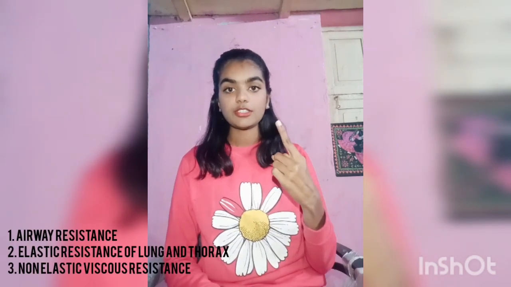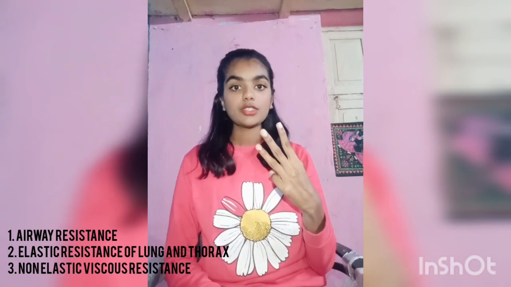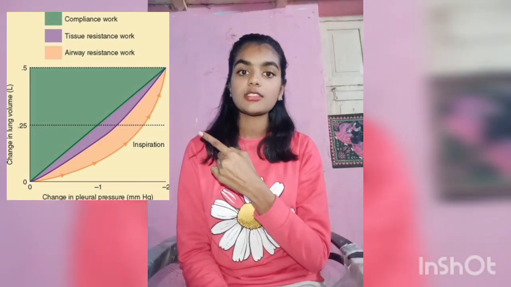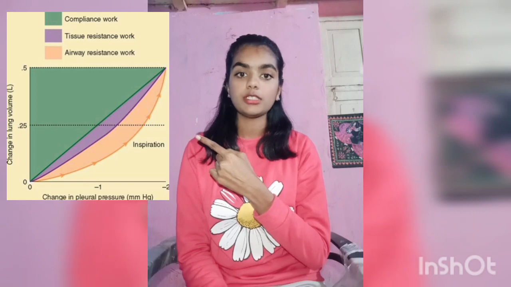Now we see the utilization of the energies. During the work of breathing, the energy is utilized to overcome 3 types of resistance. That is airway resistance, elastic resistance of the lung and thorax, and non-elastic viscous resistance. You can see here the graph of all 3 resistances that are applied in the work of breathing. Now we start one by one with the resistances applied on the work of breathing.